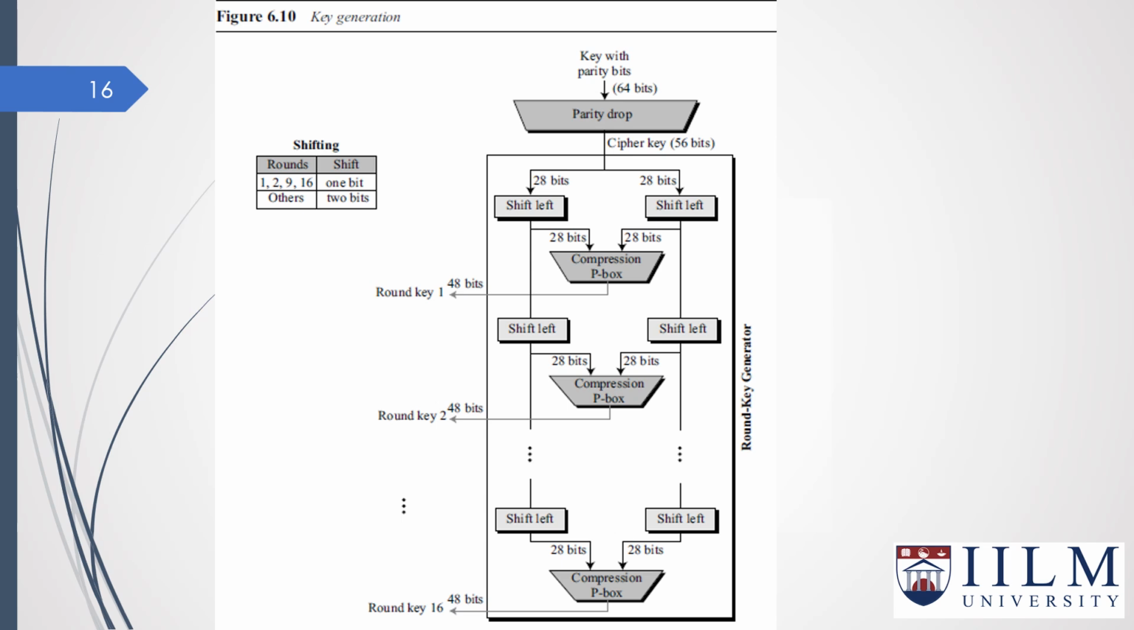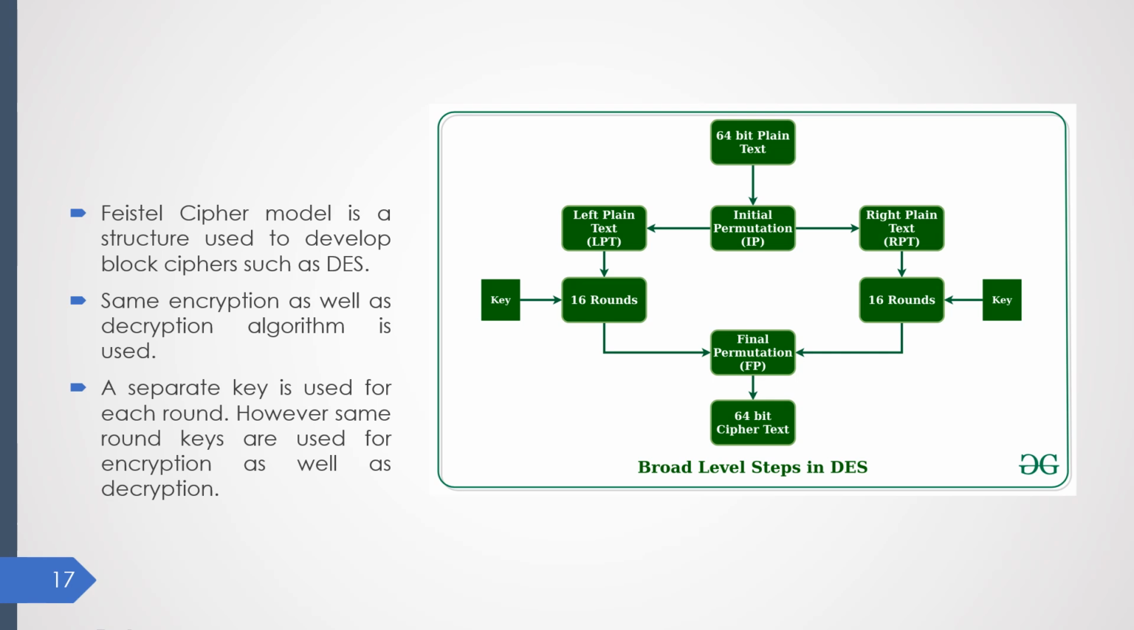If we see it in a single slide, these are the broad level steps in DES. The Feistel cipher model is a structure used to develop block ciphers such as DES. In most block ciphers, the Feistel cipher has been used. A 64-bit plain text comes into the algorithm. Initial permutation is there, then it is divided into left part and right part. Then in each round, the key is added to the right side, and XOR is the function. Then they swap each other: the left side becomes the right side and the right side becomes the left side. Again, that particular thing goes on for 16 rounds. After 16 rounds, the final permutation happens, and then we get the 64-bit cipher text.